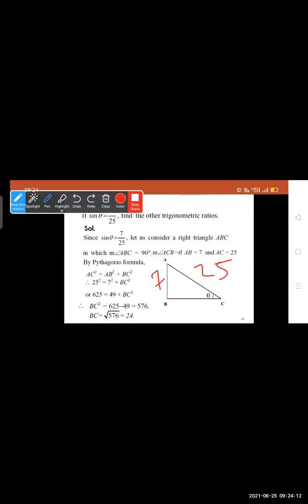So first we require BC. Okay, first we find the value of BC. Then how do we find it? We apply the Pythagoras theorem. So Pythagoras theorem: in a right angle triangle, the square of the hypotenuse is equal to the sum of the squares of the remaining 2 sides. So first we find BC. The hypotenuse is AC, so AC square is equal to AB square plus BC square. Okay, so we have AC is equal to 25 square, AB is equal to 7 square, and BC we find here.